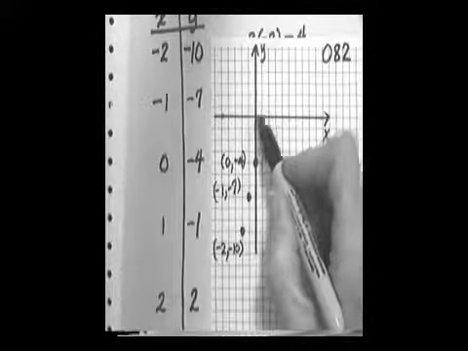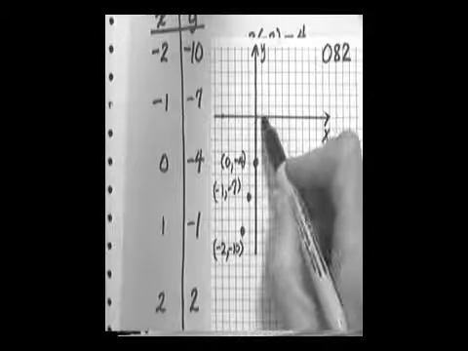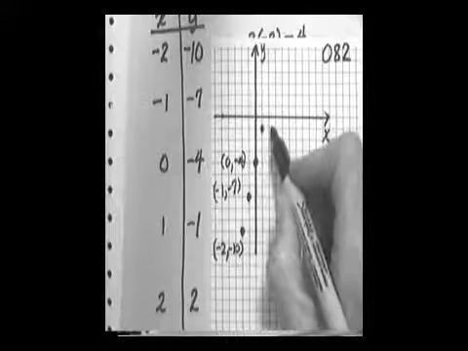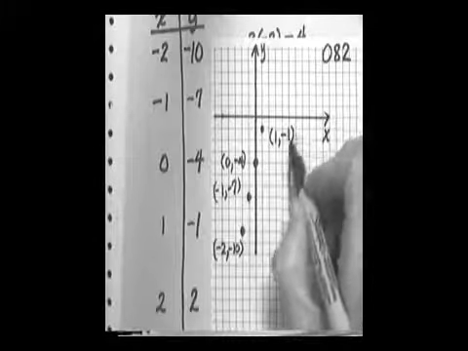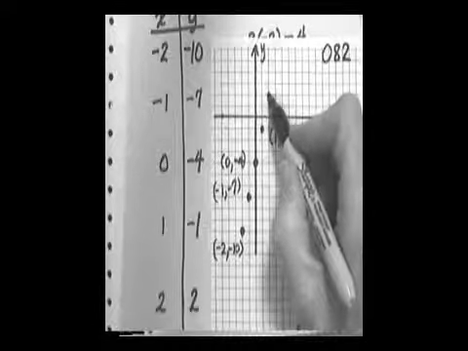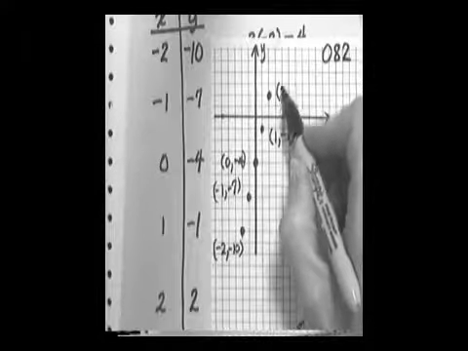Then 1, -1, that means I start at the origin and count 1 to the right and 1 down. And so here's the point, 1, -1. And then 2, 2. Start at the origin, count 2 to the right and 2 up. And this gives me 2, 2.